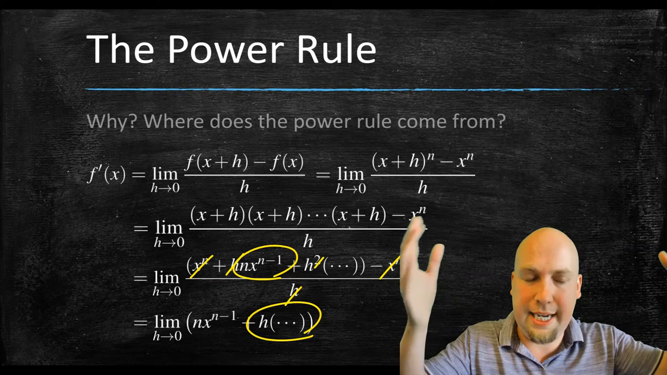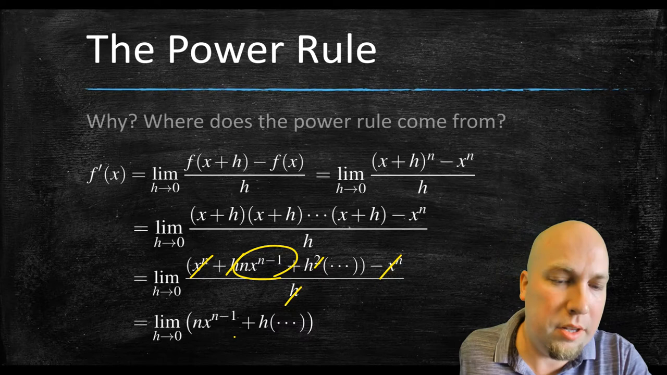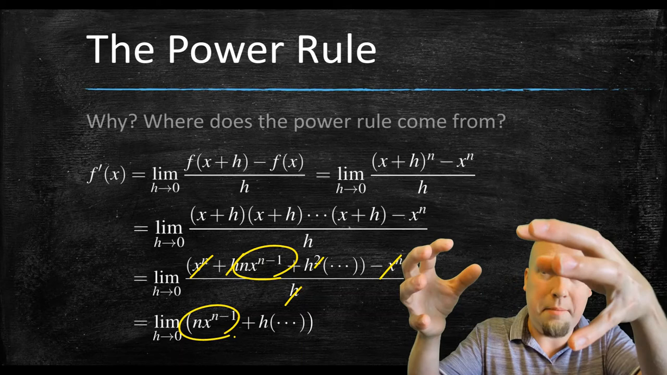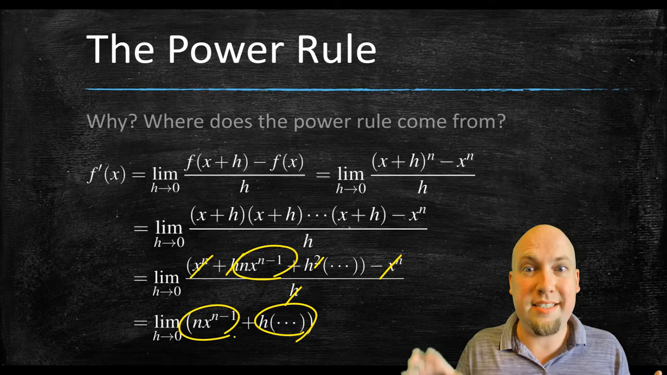And now, as h goes to 0, what happens? Well, this first term does not have an h in it, so that doesn't care that h is going to 0. The limit of that part is just that part. And then what happens to the second part as h goes to 0? Well, it goes to 0. It's h, which is going to 0, times some product and sum of x's and h's.